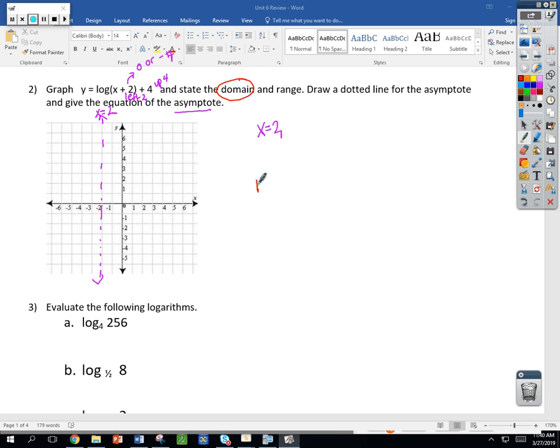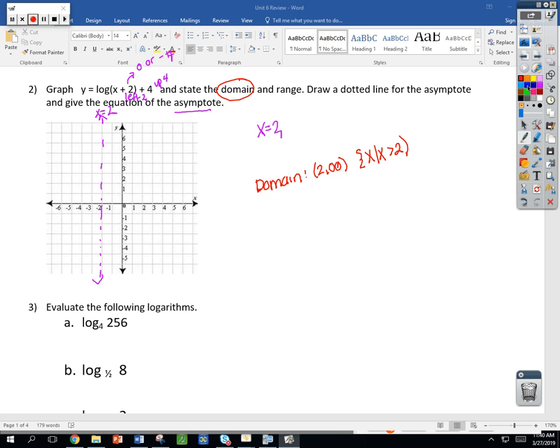So the domain would be from -2 to infinity. And again, it's a parenthesis showing that it gets really close to -2, but it doesn't actually touch it. And then in set notation, I would say x is greater than -2, not greater than or equal to, because it can't actually touch, again, the asymptote.